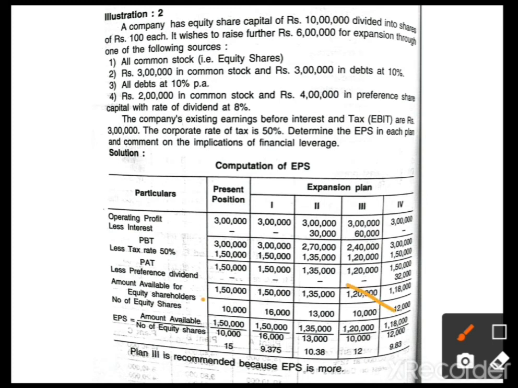So directly you have to divide. We'll get EPS: 15 rupees for the existing plan, plan 1 is 9.37, plan 2 is 10.38, plan 3 is 12, and plan 4 is 9.83. Among plans 1, 2, 3, 4, which has more EPS? Plan 3 has more EPS. So we are going to suggest that the company follow plan 3, because plan 3 is giving more earning per share to the company.